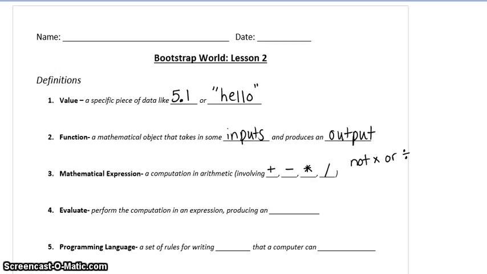Okay, definition 4, evaluate. Evaluate means to perform the computation in an expression, producing an answer. So evaluate means get an answer. Number 5, programming language is a set of rules for writing code that a computer can evaluate. The programming language is the language that the computer actually understands. If we don't speak the computer's language, the computer will not understand.